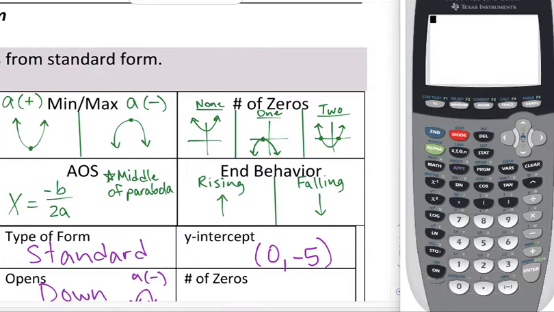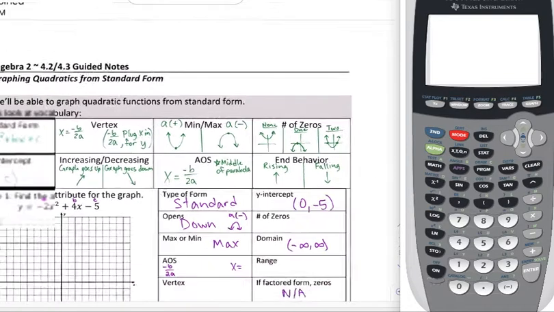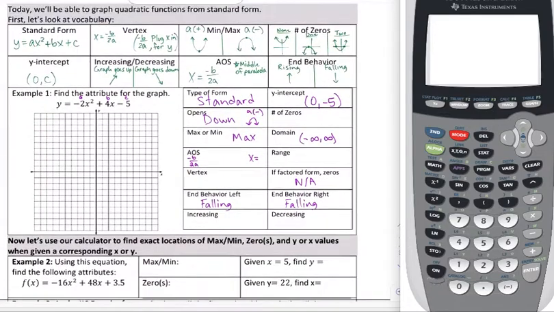So if my parabola does not touch the x-axis, there are no zeros. If the parabola has the vertex sitting on the x-axis, there's only one. And then if the parabola crosses over the x-axis, there are two. That is the only option. You can't have more than 2 zeros. So let's go ahead and look at this first example.